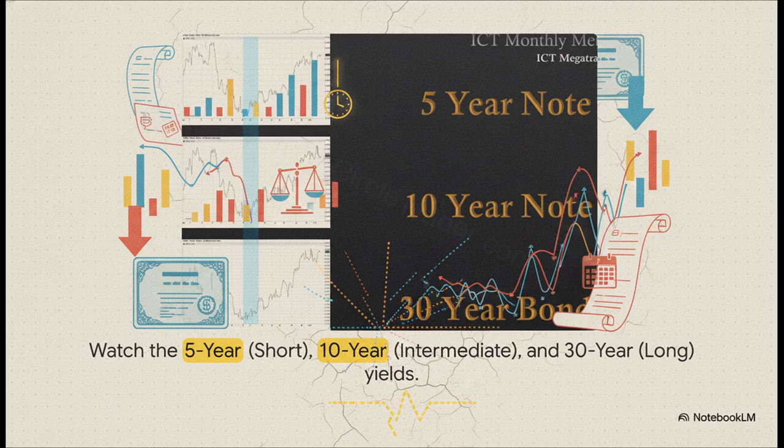Okay, so to actually spot this, we've got to have our eyes on 3 specific charts. We need to watch the 5-year note, which gives us that short-term picture. Then there's the 10-year note for the intermediate view. And finally, the 30-year bond for the long-term perspective. The whole secret is watching how these 3 dance with each other.